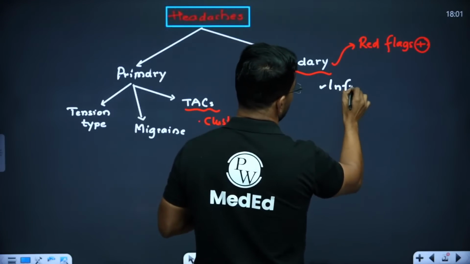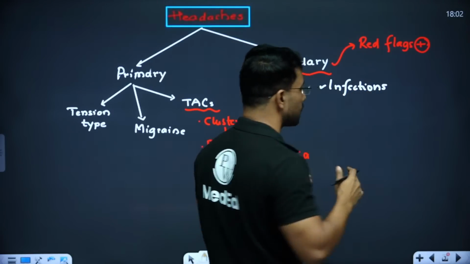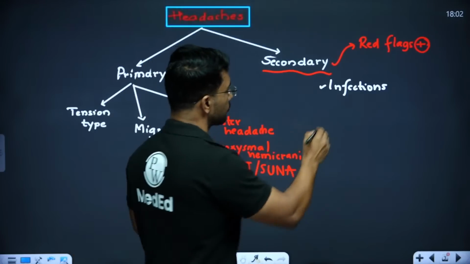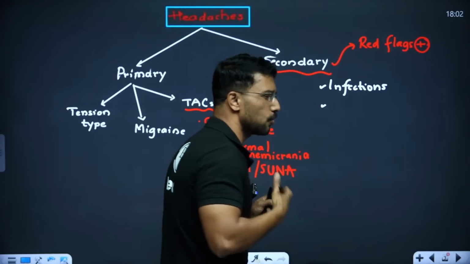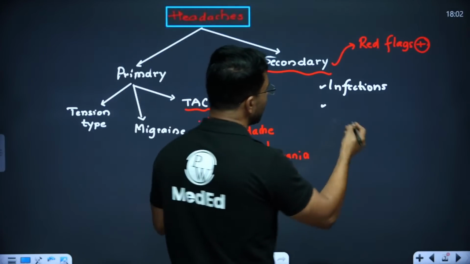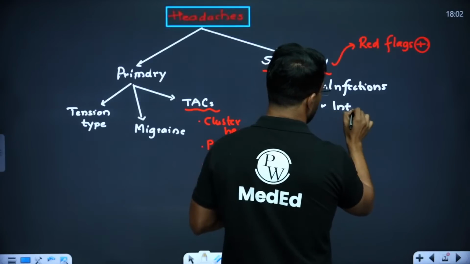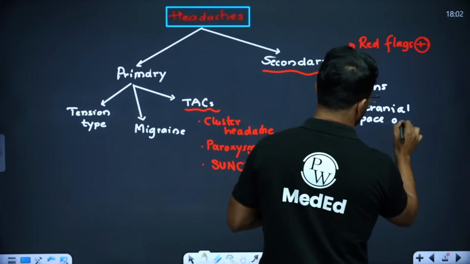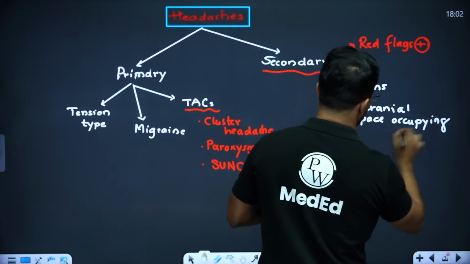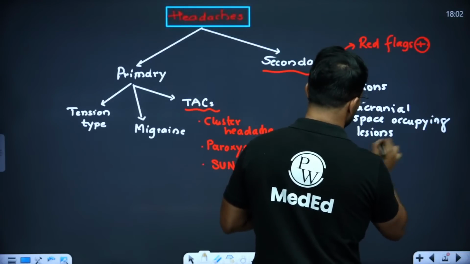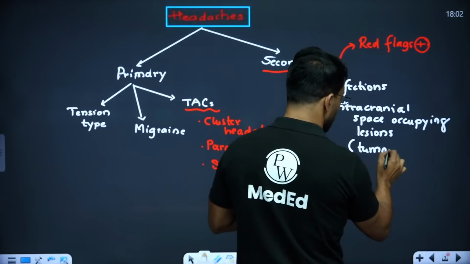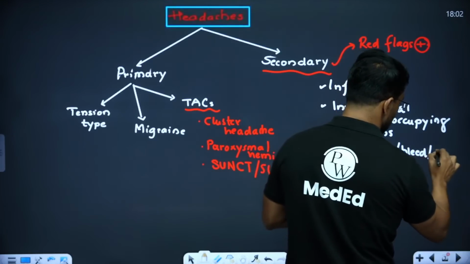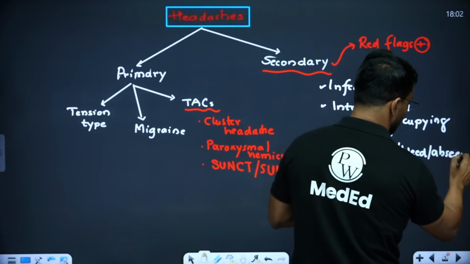Secondary headaches can be because of infections. That includes CNS as well as extra-CNS infections. It need not always be meningitis or meningoencephalitis. It includes extra-CNS infections, like dengue, viral fever, enteric fever, where you still have headaches, right? Infections, then intracranial space occupying lesions. When I say intracranial space occupying lesions, that includes tumor, bleed, as well as abscess.